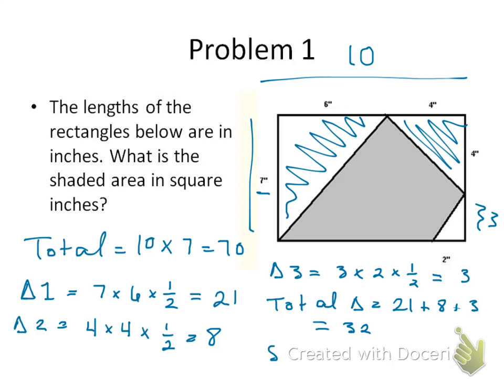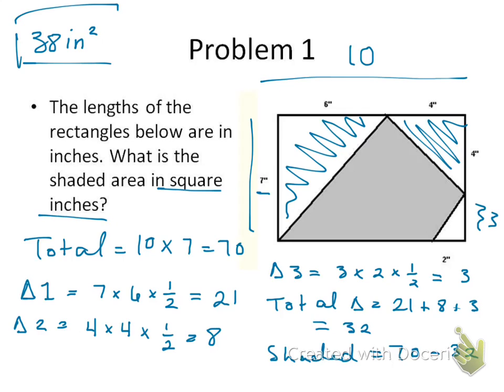So our shaded area equals 70 minus 32. And I'm going to put this up top because I'm running out of room, which is 38. Now, it said we need to put it in square inches, so it's 38 inches squared. That is our answer.